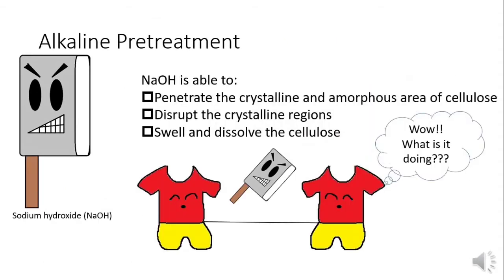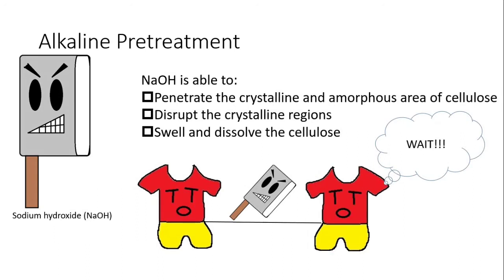Sodium hydroxide is the alkali that will be used as alkaline pretreatment. Sodium hydroxide can not only reduce the crystallinity of cellulose by dissolution, it can also penetrate the crystalline and amorphous area of the cellulose, disrupt the neighboring crystalline regions, swallow and dissolve the cellulose of textile waste in certain concentration, and cause changes of crystalline structure.